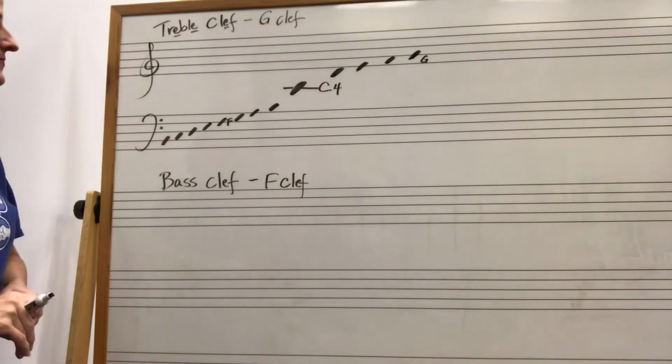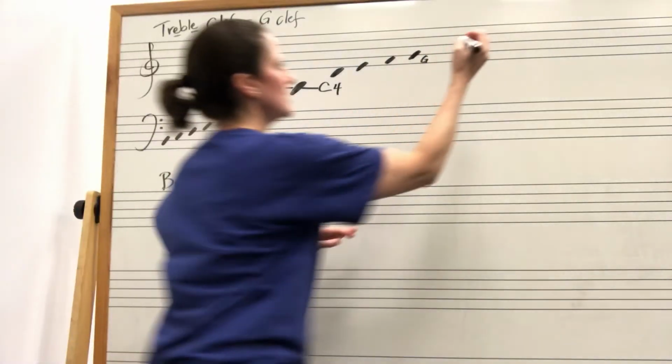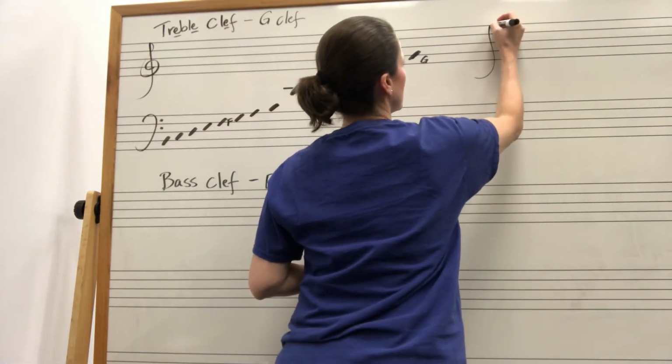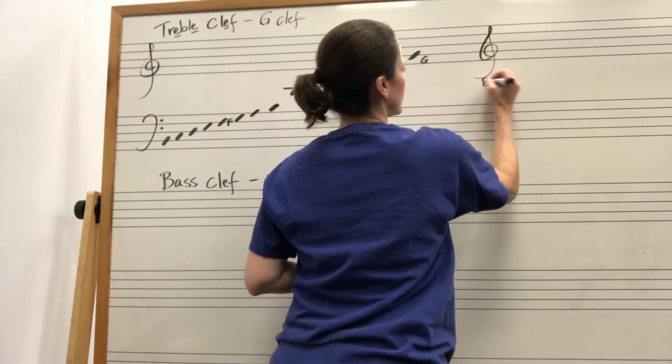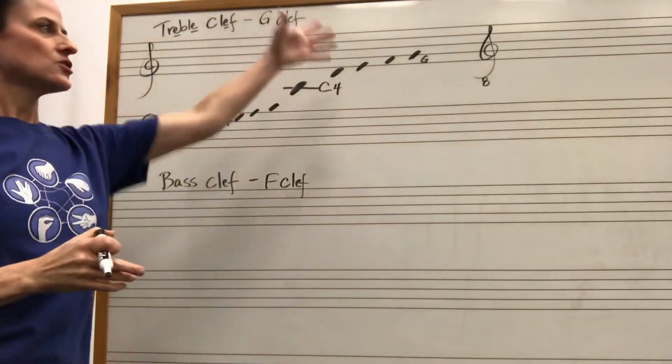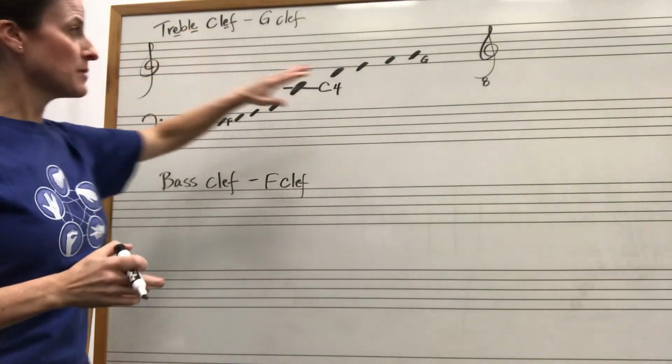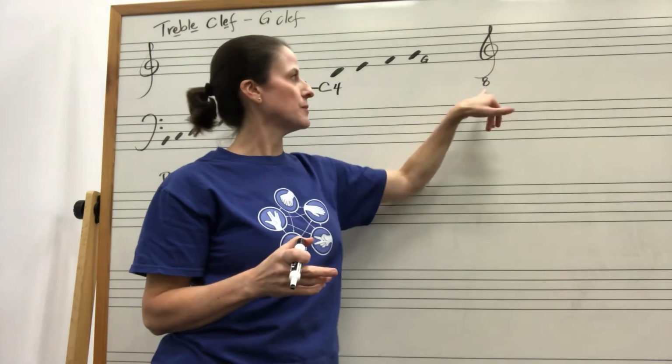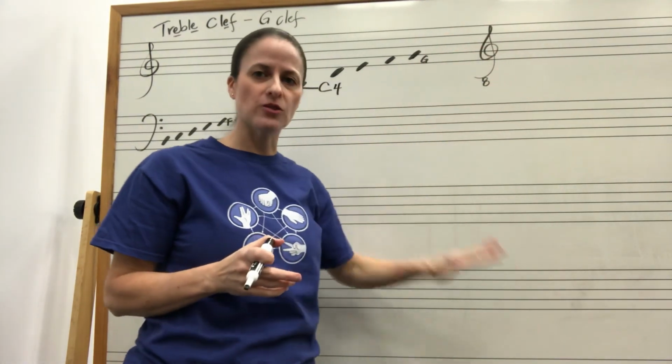Ta-da! Tenor clef, it looks like a treble clef, and it has a little 8 hanging off of it. So again, I would read it the exact same. My bottom line is still E, but because that 8 is hanging off the bottom, I would drop it an octave.